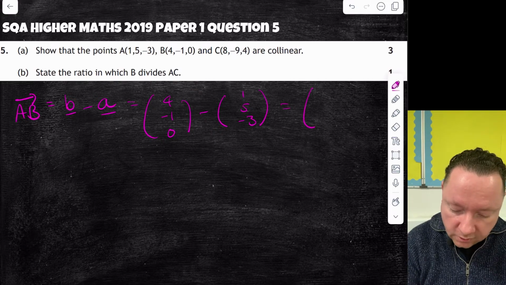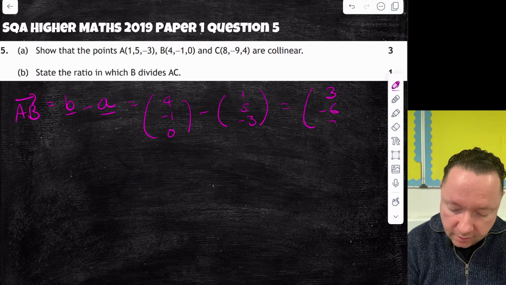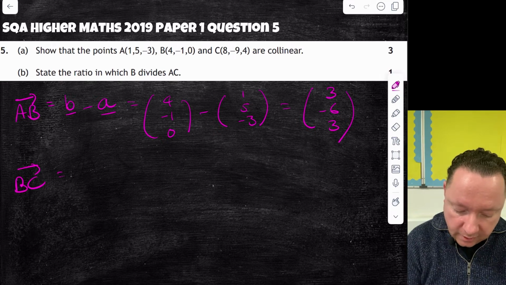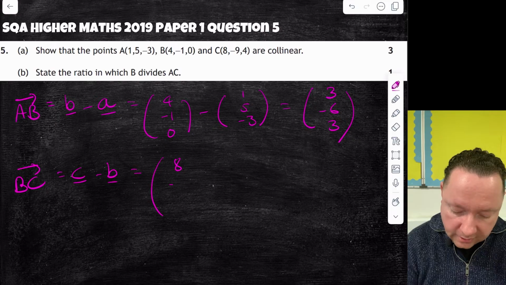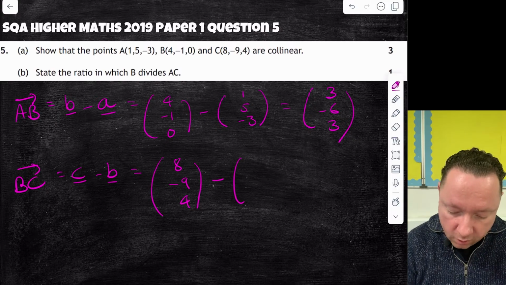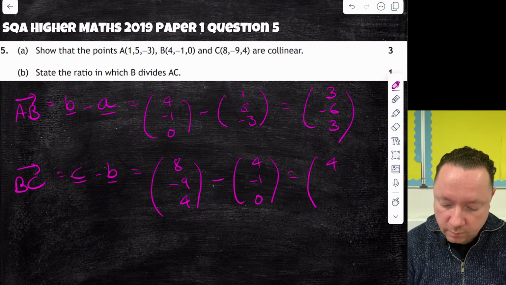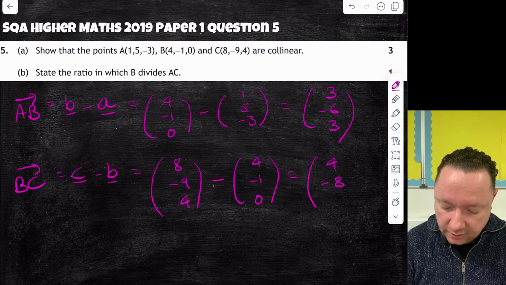4 minus 1 is 3. Minus 1 minus 5 is minus 6. 0 minus minus 3 is 3, because it's double minus. B to C is C minus B. C is (8, -9, 4), take away (4, -1, 0). 8 minus 4 is 4. Minus 9 minus minus 1 is minus 8. 4 minus 0 is 4.